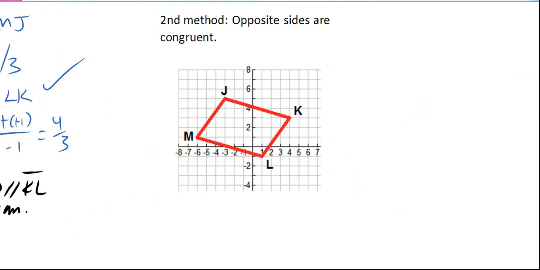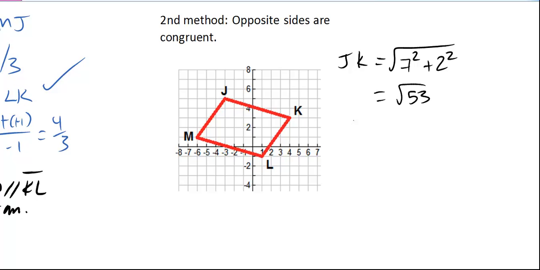Okay, so of course I could also prove that something's a parallelogram by showing that their opposite sides are congruent. So the length of JK, for instance, is the square root of the change in x, which was 7 squared, plus the change in y is 2 squared, which is the square root of 53. If I try the same thing with ML, we already found the slopes, right? So the change in x was 7, and the change in y was 2, and so I get square root of 53. Those are the same lengths.